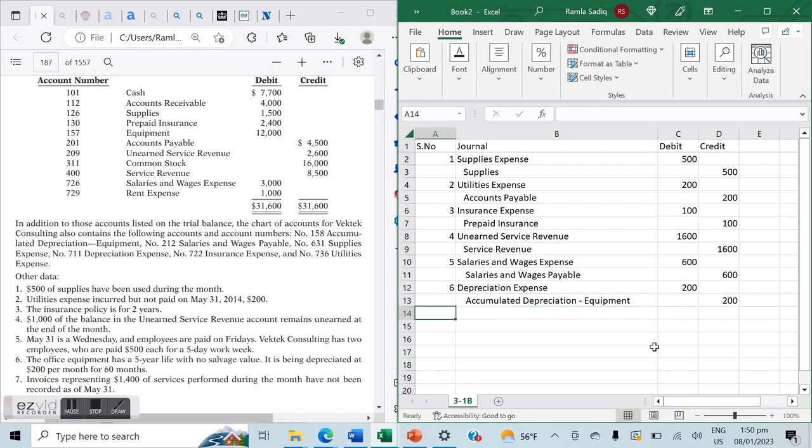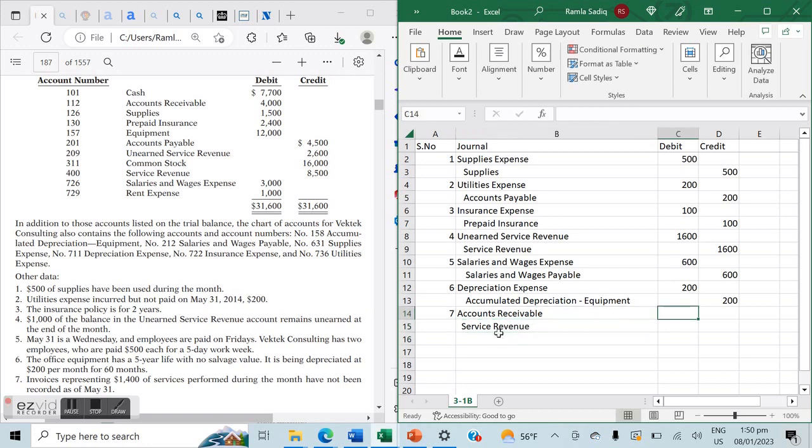Moving on to our 7th entry. The 7th entry says, invoices representing $1,400 of services performed during the month have not been recorded as of May 31st. Now, whenever you provide a service, but you've not yet recorded it, that basically means that it's not been paid for either. When you generate an invoice, it's because a client has not paid for that service. So we want to remember that when our client owes us money, we put that into an accounts receivable. That is the development of an asset for us. And this will go against a service revenue. So that's our revenue generating account.